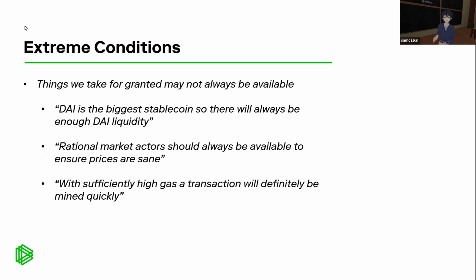And what this showed us is that, under very extreme conditions, there's a lot of assumptions that we make which might not hold up anymore. For example, DAI is the biggest stablecoin, therefore there should always be liquidity for DAI to do stuff with. Or, if I send a transaction with high enough gas price, then that would definitely be mined in the next block or two. And we saw that, under extreme conditions, these just aren't true anymore.